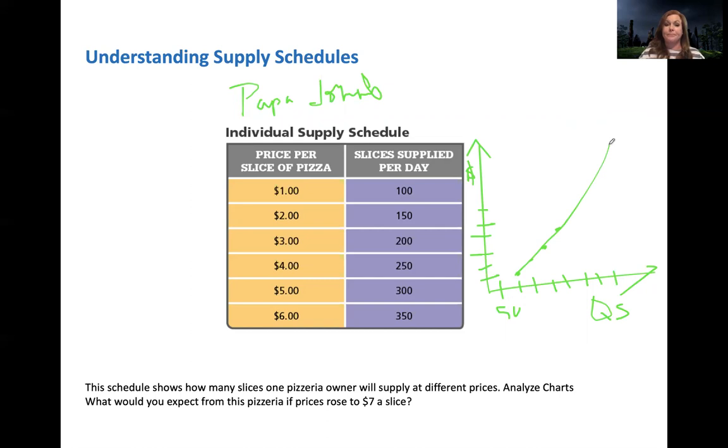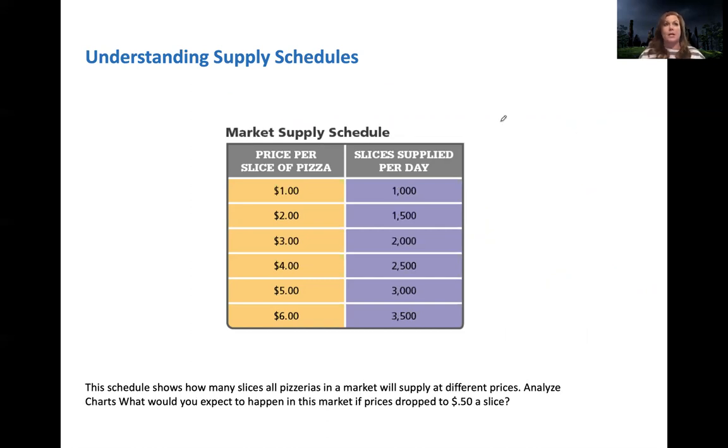Now here's the market supply. This is all the pizzerias together. This is very, very important because, especially if you wanted to be a new pizza company coming into Hendersonville, is there enough market for it? Is the demand meeting the supply that's already there, or is demand higher? So you can see at $6 a pizza, they're willing to supply 3,500 slices. That's a lot of pizza.